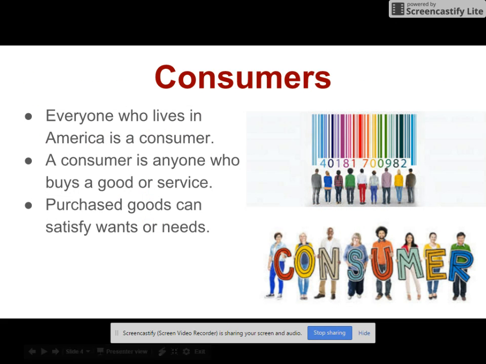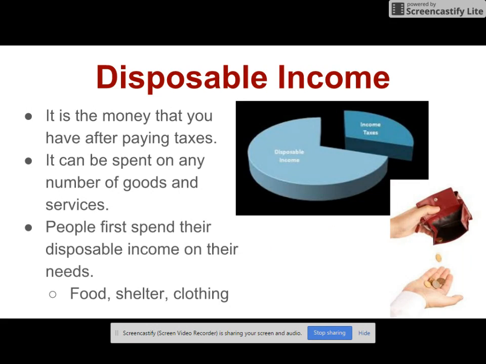Let's begin with you, the consumer. Everyone who lives in America is a consumer of some sort or another, because a consumer is anybody who buys a good or service. You buy a piece of candy, you're a consumer. Purchased goods can then be used to satisfy one of two things: wants or needs. It could be something that you need to survive or simply something that you would very much like.